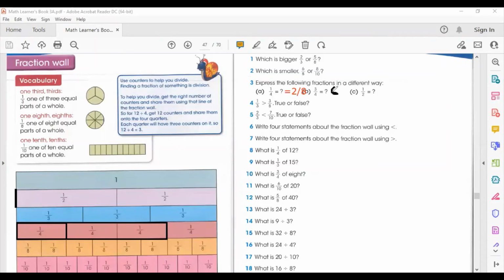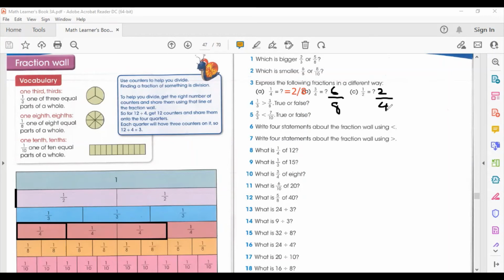And same like this, 1 by 2. You can write 1 by 2 equals 2 by 4, 4 by 8, 5 by 10. Lots of options, so you write only 1. 2 by 4 is enough.